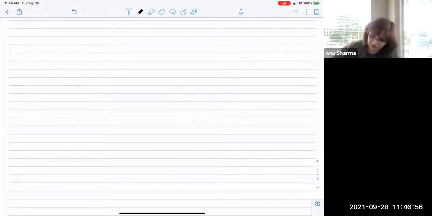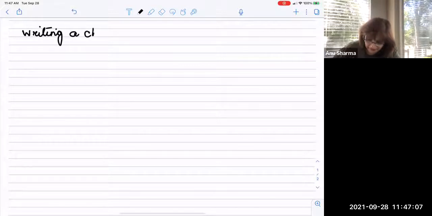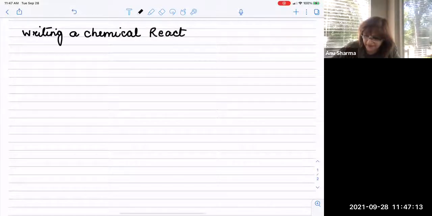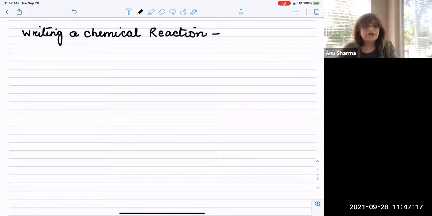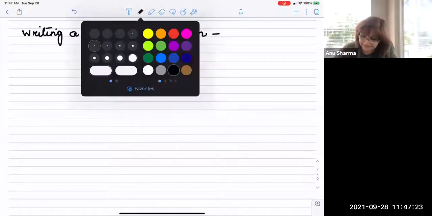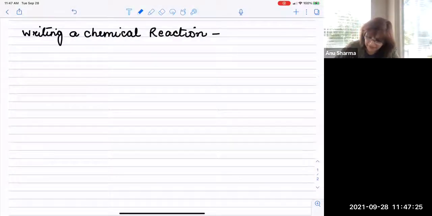So first of all, when we talk about writing a chemical reaction, what does this mean? Writing a chemical reaction. Okay, so you have seen that when two things react, they produce a new substance, okay? And that new substance has its own qualities. So we express this in our language.